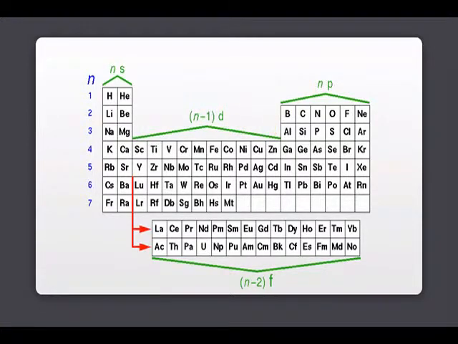The first transition series is from scandium to zinc, as the electronic structure for block D is (N-1)d. Thus, the first transition series electronic structure is 4-1 d, that is 3d. The second transition series contains yttrium to cadmium, and the electronic structure is 5-1 d, that is 4d. The third transition series contains lanthanum to mercury, and the electronic structure is 6-1 d, that is 5d.